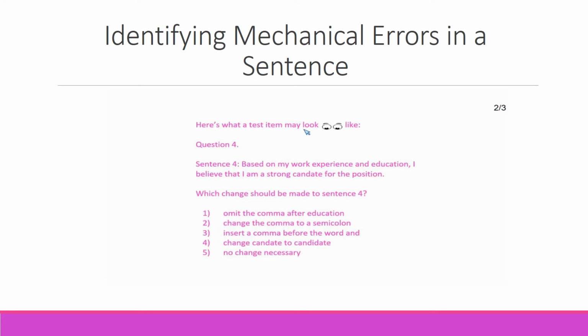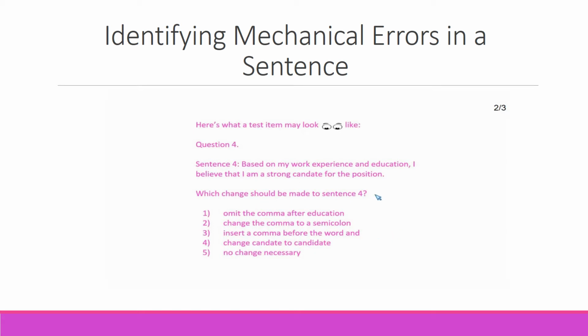Here's what a test item may look like. Question 4, sentence 4. Based on my work experience and education, I believe that I'm a strong candidate for the position. Which change should be made to sentence 4? And here you have your 5 options. Option 1, omit the comma after education. Option 2, change the comma to a semicolon. Option 3, insert a comma before the word and. Option 4, change candidate to candidate. And option 5, no change necessary.